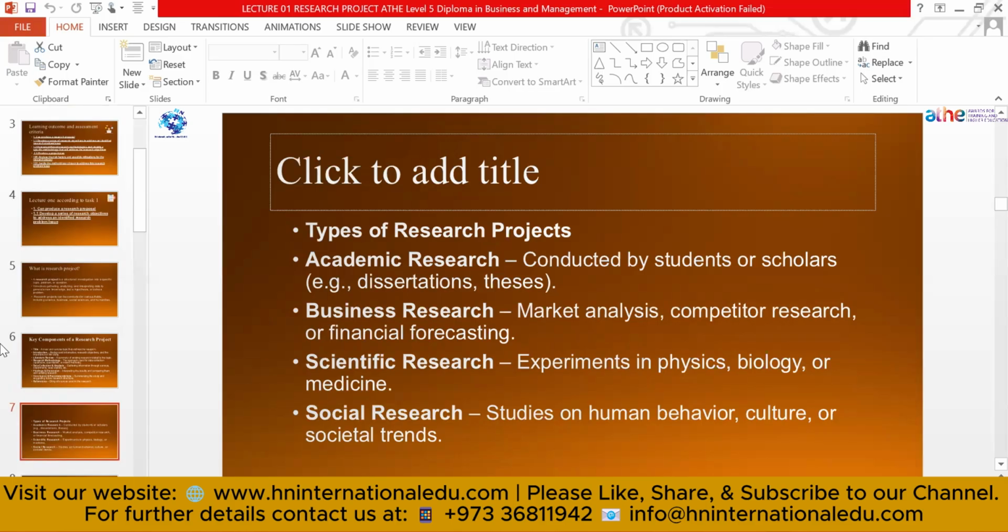What you're doing is research, that's business research. Then comes competitor research, in the same way your rivals, and financial forecasting, working on your flows, inflows, assets, liabilities, and everything. Then comes scientific research, that is experiments in physics, biology, or medicine, like different modules which we study.